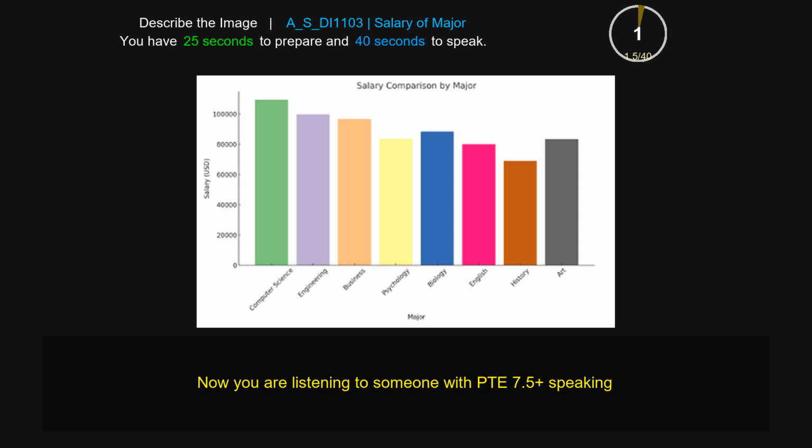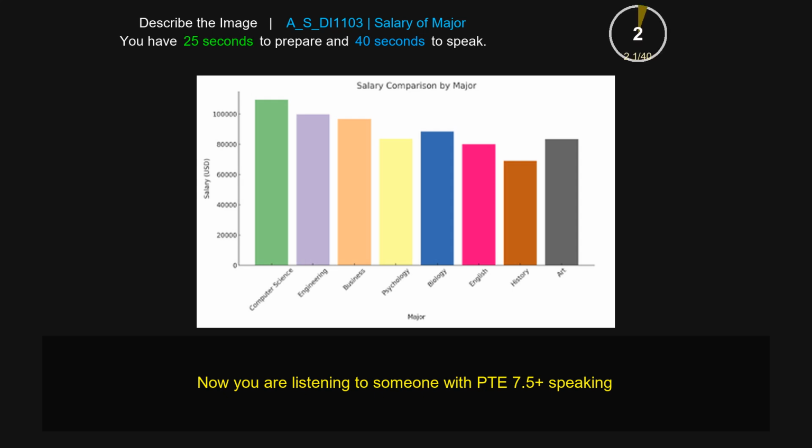The given picture gives information about the salary comparison by major. The x-axis talks about the majors, which are computer science, engineering, business, psychology, biology, English, history, art, and the y-axis talks about salary in US dollars, which is 0 to 1 lakh. It can be observed that computer science is at the highest position at approximately 1 lakh 10,000, the second highest is engineering at approximately 95,000, and the lowest is art history at approximately 70,000. Overall, the picture gives information about the salary comparison by major.